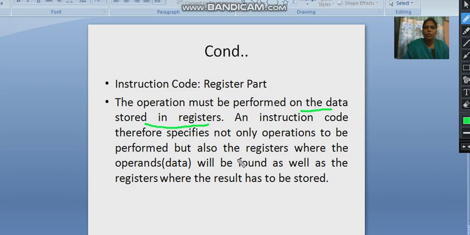An instruction code therefore specifies not only the operation to be performed but also the register where the data will be found, as well as the registers where the result has to be stored. So the data on which we are going to perform the operation, or the operated data, that is the results, we need to include in our operation codes.